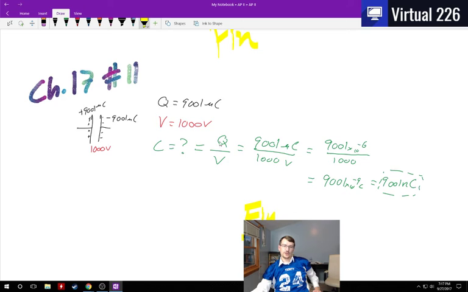We're just looking at this equation right here. C equals Q over V. And recognizing that Q is the charge across the capacitor. Cool.